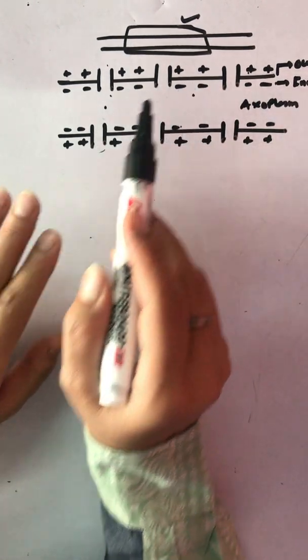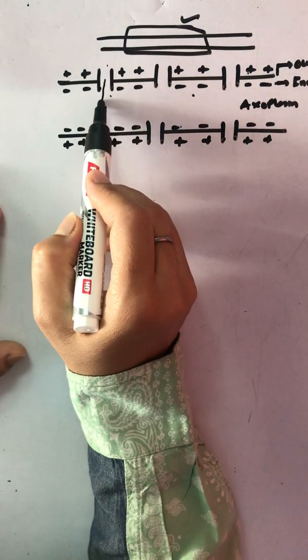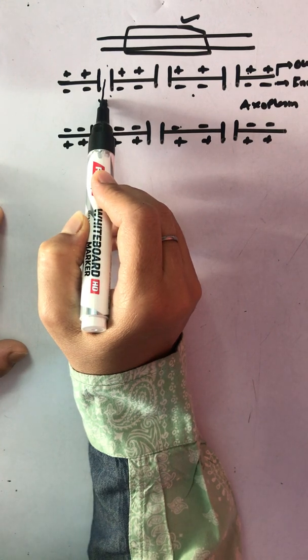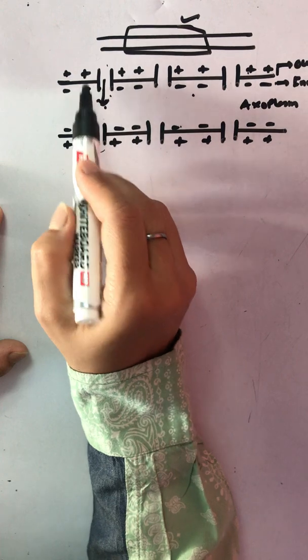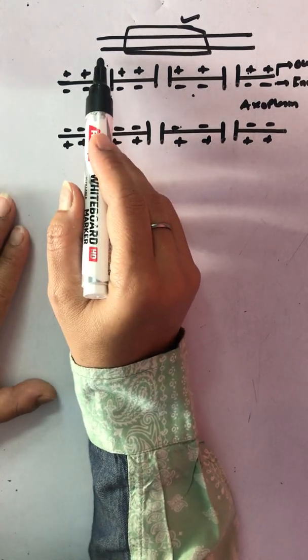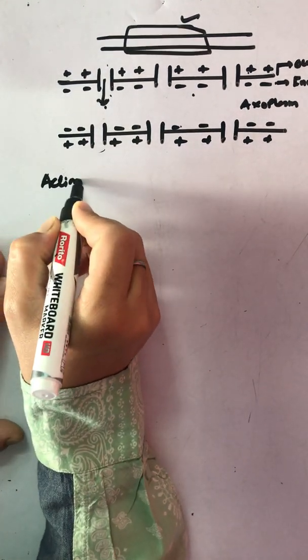Why? Because the membrane of the neuron is more permeable to potassium ions compared to sodium ions, and the membrane is impermeable to all the negatively charged proteins and chloride. They cannot move out when an action potential is generated.